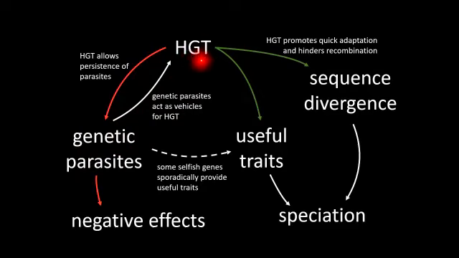Now, this horizontal gene transfer can also have a positive side, because you can also gain useful genes. I didn't talk about this in the talk, but it's easy to imagine that you can also get things that help you, for example, fight an antibiotic. And it can also promote sequence divergence.